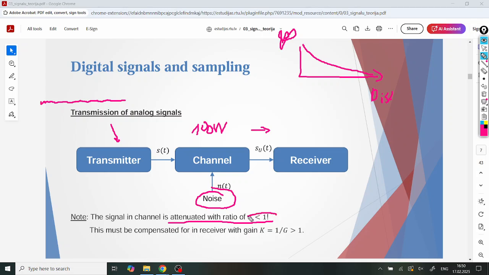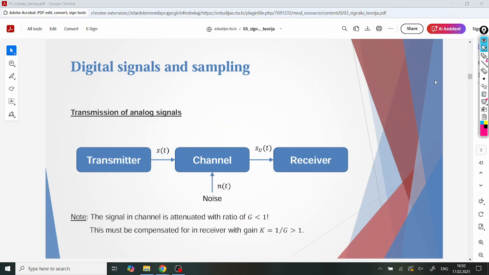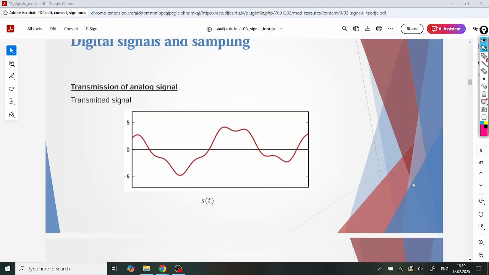So we'll consider that your loss is some number g, which is less than 1. And of course, the receiver, when it receives this signal, cannot really work with very, very weak signals. It has to compensate for this loss by amplifying. So you have some amplifier which is the reverse of your g. Yes, so accordingly more than 1. So let's see how then transmission happens in that situation.